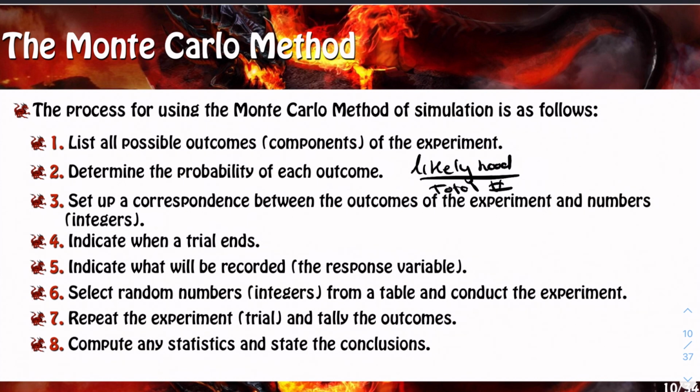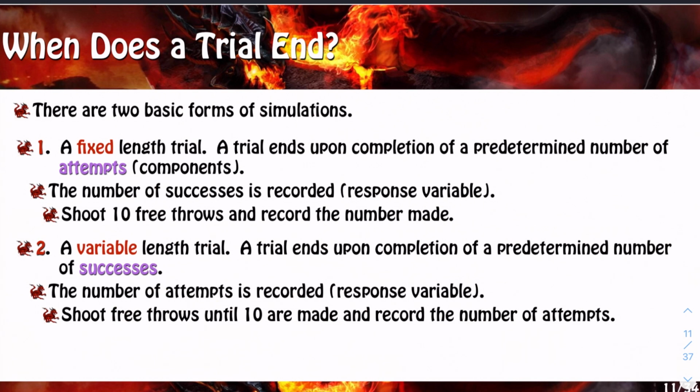Select random numbers from a table and conduct the experiment. 7, repeat the experiment, which is a trial, and tally the outcomes. And then 8, compute any statistics and state the conclusion. So these are our 8 steps to run the Monte Carlo method. And it seems a little more complicated than it actually is, and it's pretty intuitive.